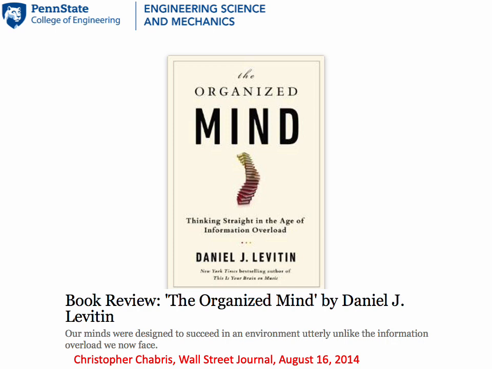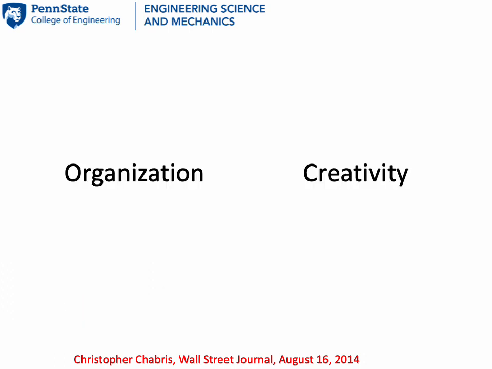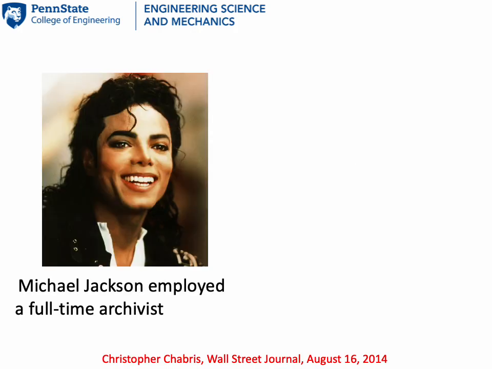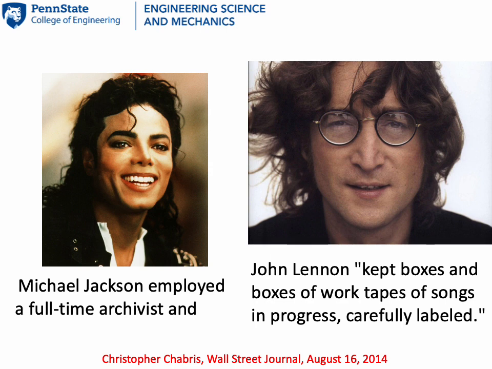The Organized Mind. This book was written by a neuroscientist named Daniel Levitin. He argues that organization of the mind is a key asset of highly successful people. He also argues that organization is not the antithesis of creativity. Creativity is ineffective without sufficient organization. As an example, Michael Jackson employed a full-time archivist. Another example, John Lennon archived tapes of songs in progress, carefully labeled.